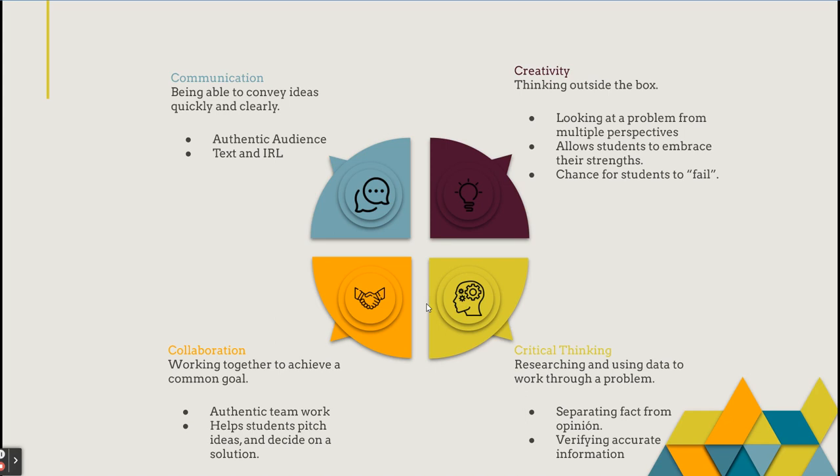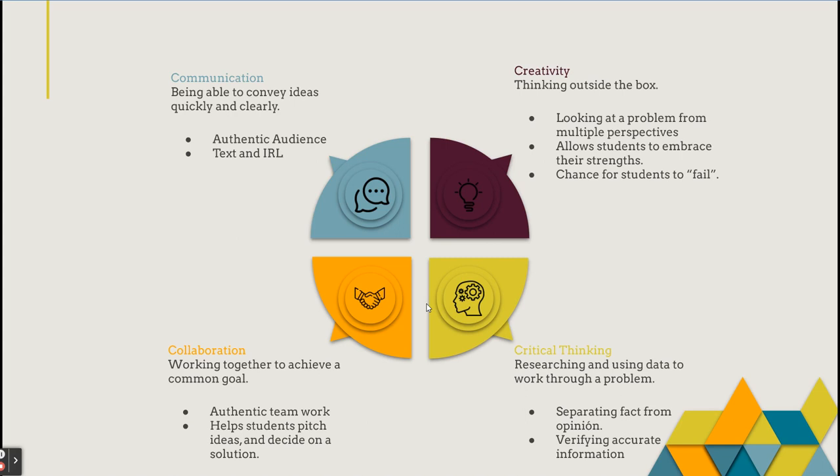The last C is critical thinking. So researching, using data to solve a problem, to work through a problem. It's very important, the idea of critical thinking, separating fact from opinion, but also verifying that the information they're working with is accurate, which is a very important skill for students to be successful going forward.